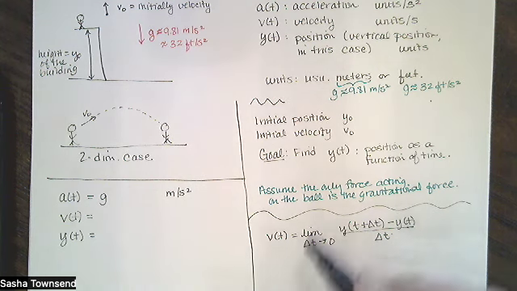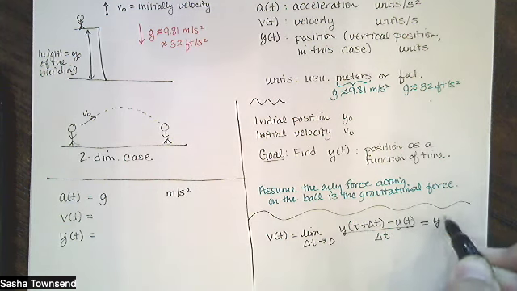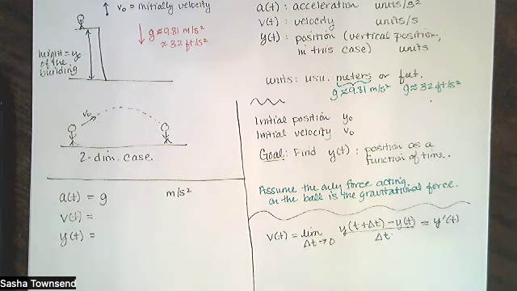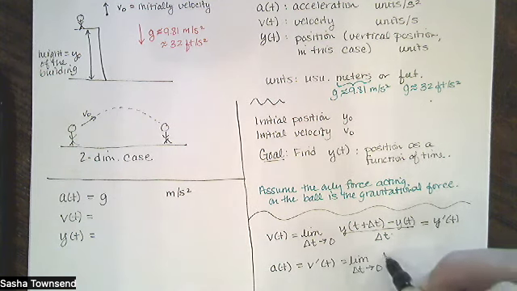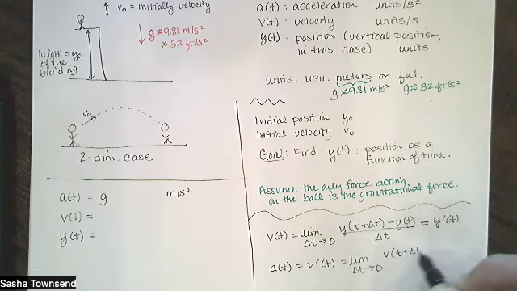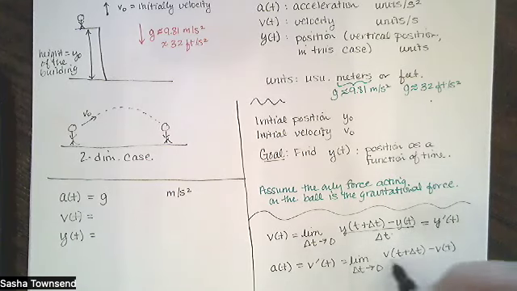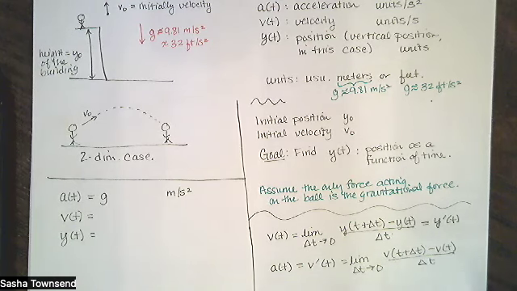Now, in practice, I don't actually use this. We have a tendency to just compute y prime using our differentiation rules. We take the derivative of this. Well, that's acceleration, and that involves taking the limit as delta t approaches 0 of the velocity at t plus delta t minus the velocity at t, all divided by delta t.